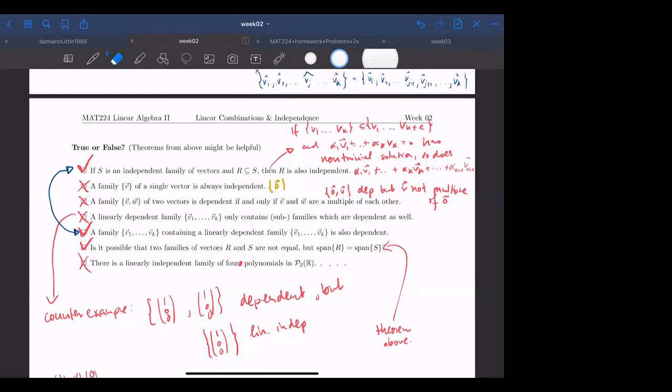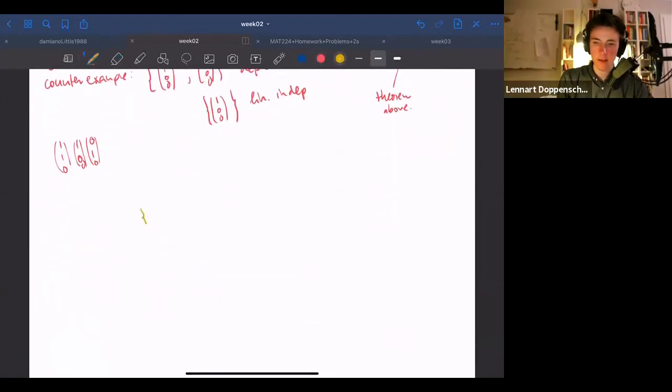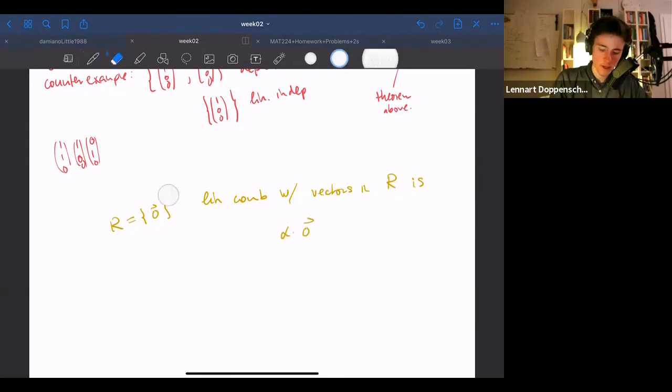Hi. I was wondering about the true or false: a family V of a single vector is always independent. Why is the zero vector a counterexample? Because any family containing a zero vector, so a linear combination with vectors, let me call this maybe R, is just a multiple of the zero vector. And if there was another vector in there, say V, then this is alpha 0 plus beta V.